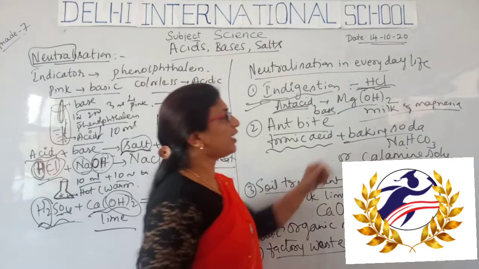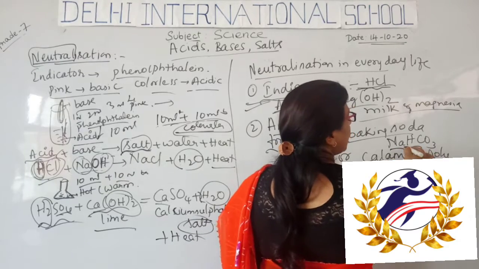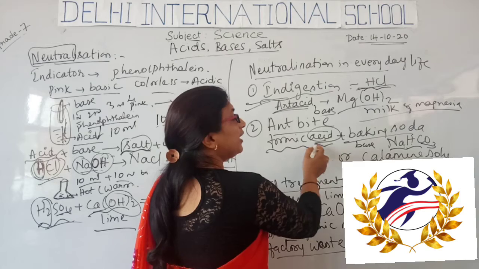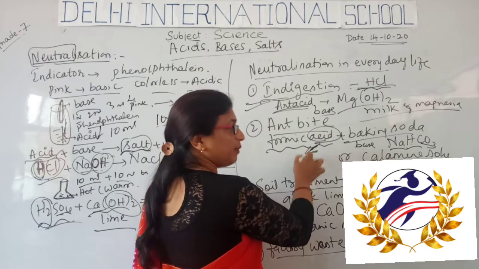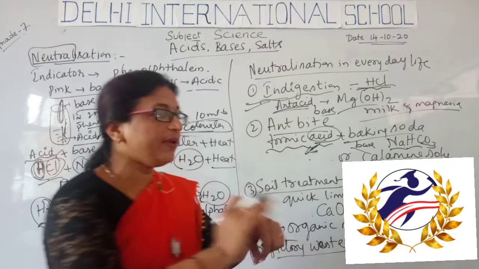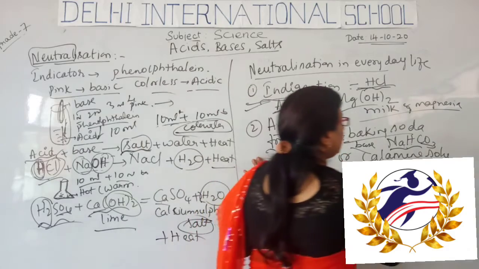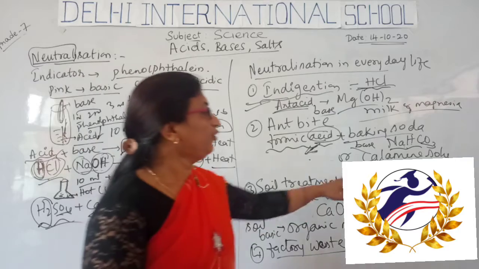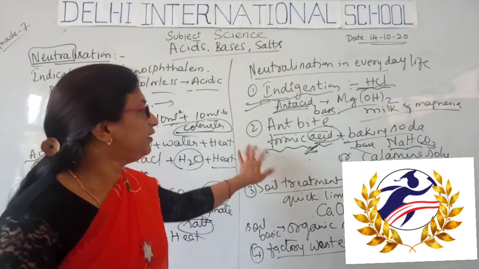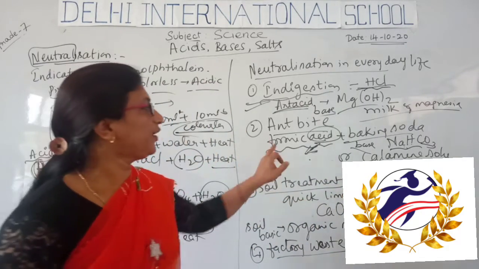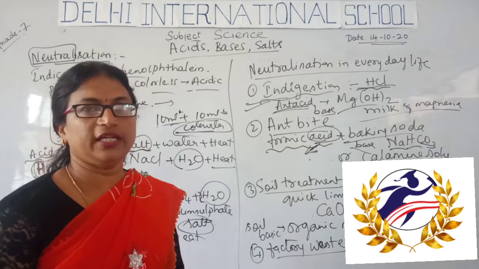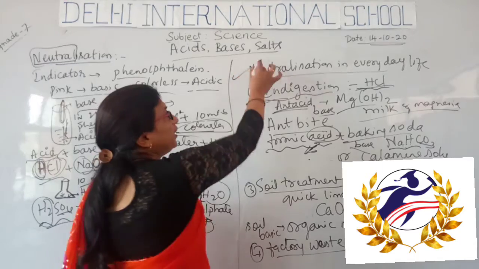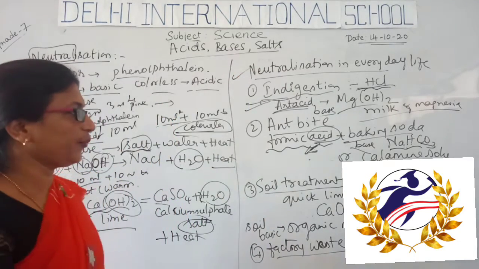To minimize that burning sensation, we should rub that place with baking soda. What does baking soda contain? It is a base, sodium hydrogen carbonate. It is a base. This is an acid, so to reduce its effect, its burning sensation, we have to rub with the base. Or we say zinc carbonate solution or calamine solution. So we rub with this zinc carbonate, then it reduces the effect of formic acid and relieves the irritation. This is also one use of the neutralization process.